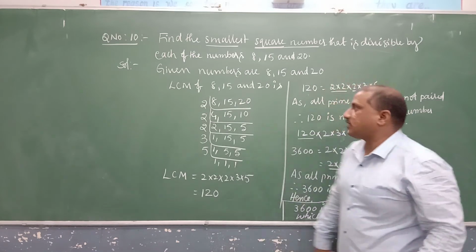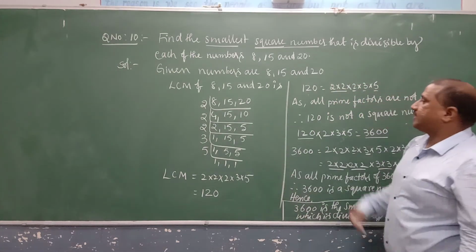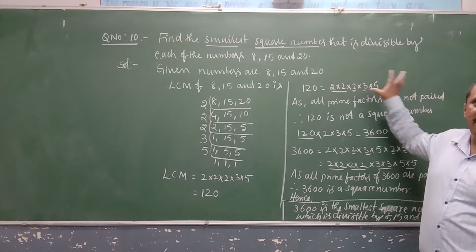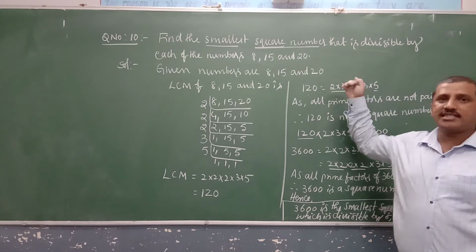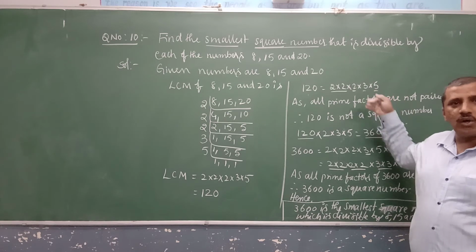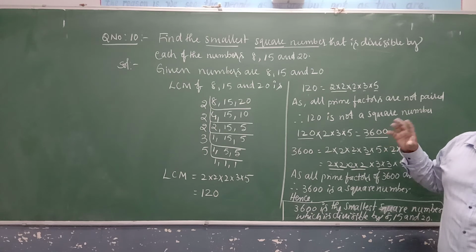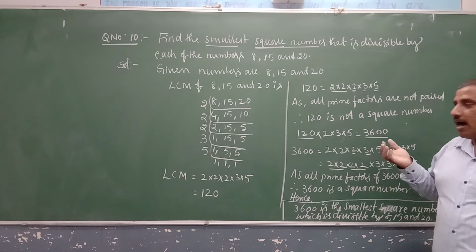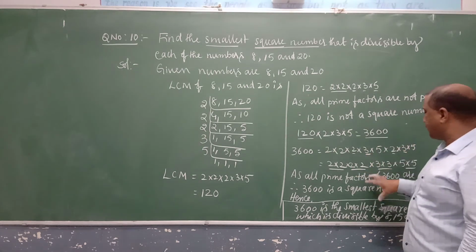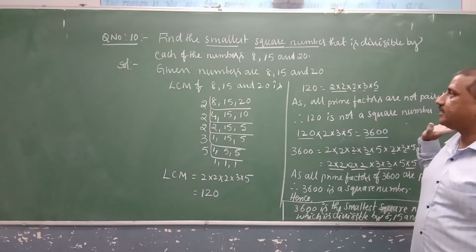Here two major steps are there. First step is we have to find the LCM of the given numbers. The second step is we need to identify whether the LCM which we get is a square number or not. If it is not a square number, we should convert that into a square number by finding the prime factors, identifying the unpaired prime factors and multiplying with the unpaired prime factors. The product which we get is the smallest square number which is divisible by the given numbers.